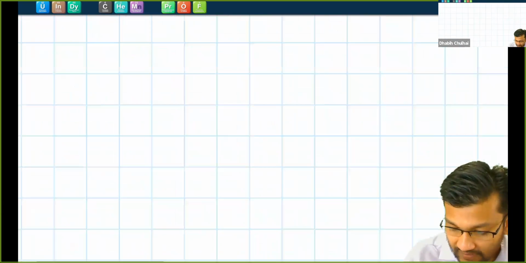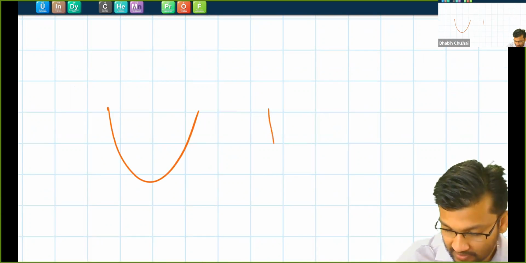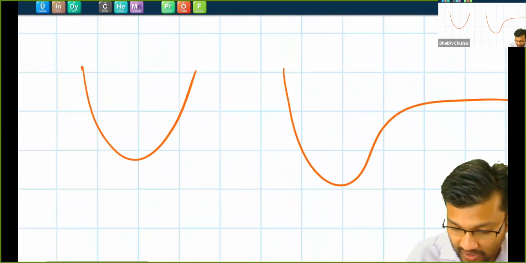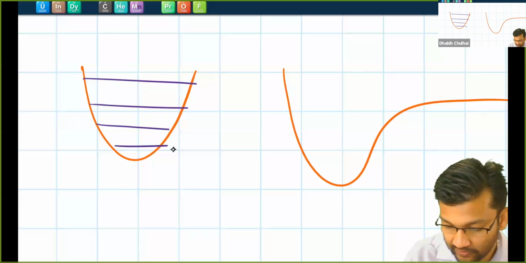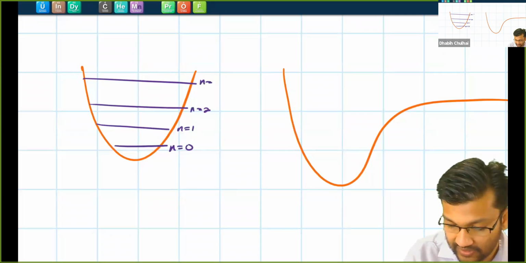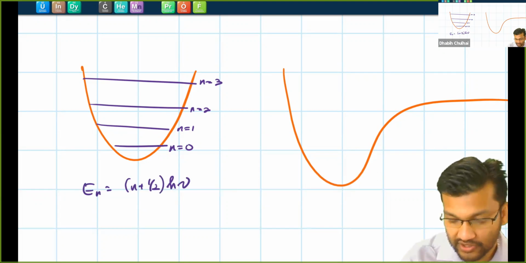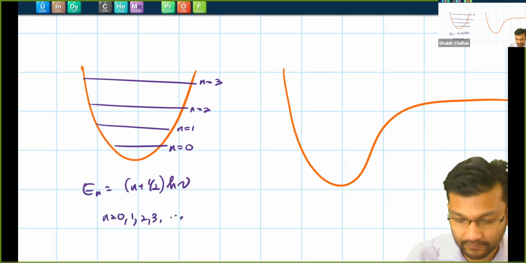So let's look at them side by side: harmonic oscillator potential, Morse potential. They're very, very similar. We said that in the harmonic oscillator potential you have these energy levels that are equally spaced, with n equals 0, n equals 1, n equals 2, n equals 3, and so on. Remember, energy is n plus a half times h nu. So the energies are equally spaced and n starts from 0. In case you forgot, n starts from 0.